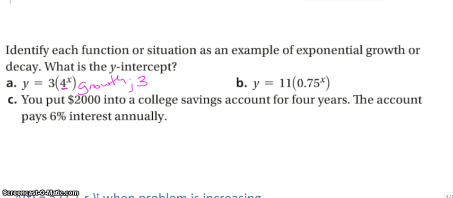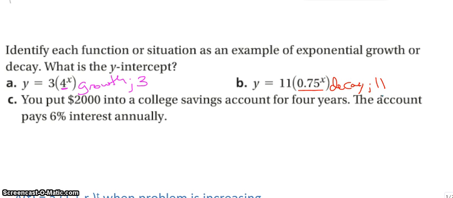If I look at b, I'm looking at 11 times 0.75 to the x. Again, I'm looking at what has that exponent of x. In this case, I'm at 0.75. That is a number between 0 and 1, so here we have a decay. And if my time was 0, this thing would be 1, so my y-intercept would be 11.